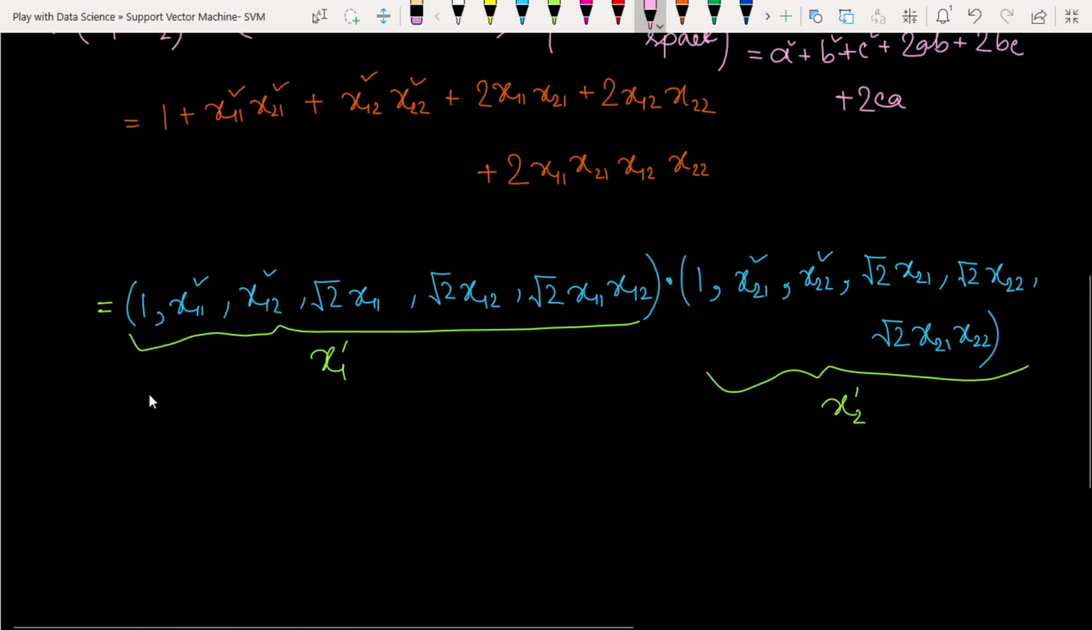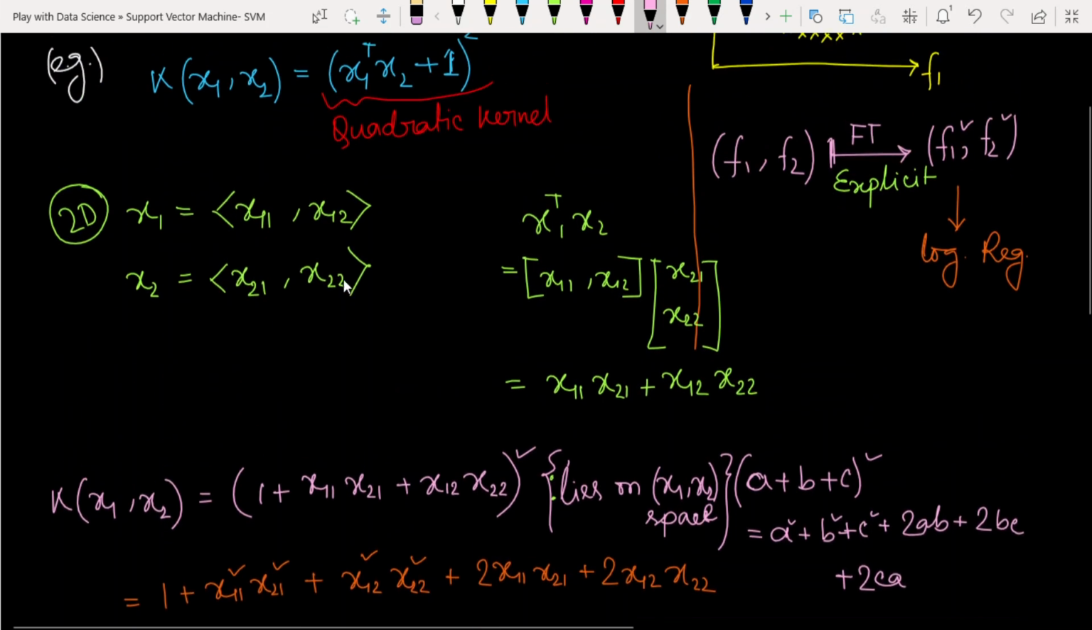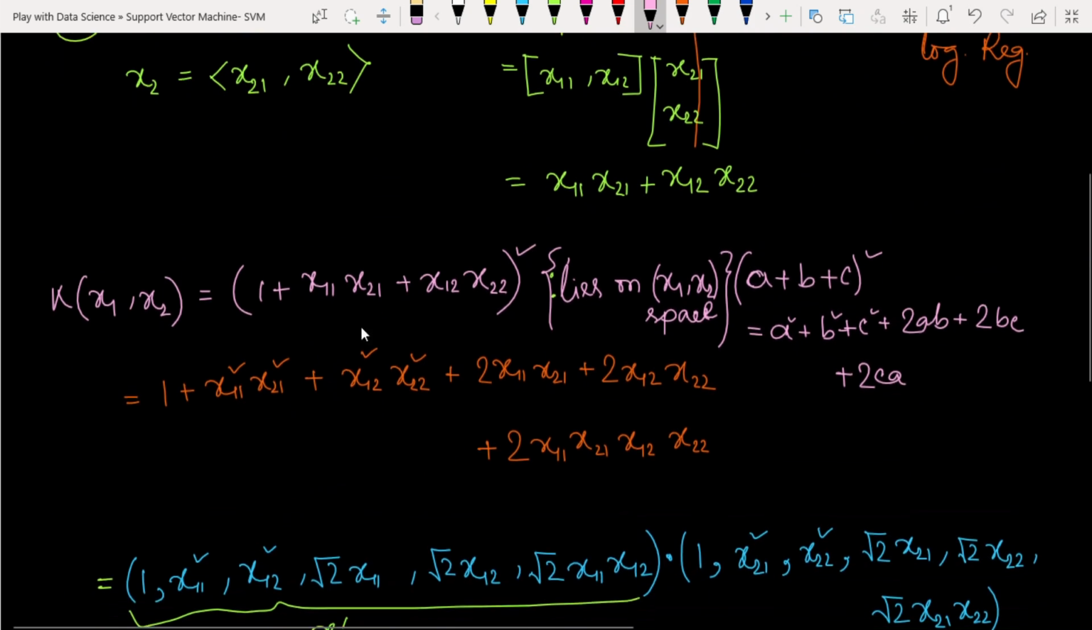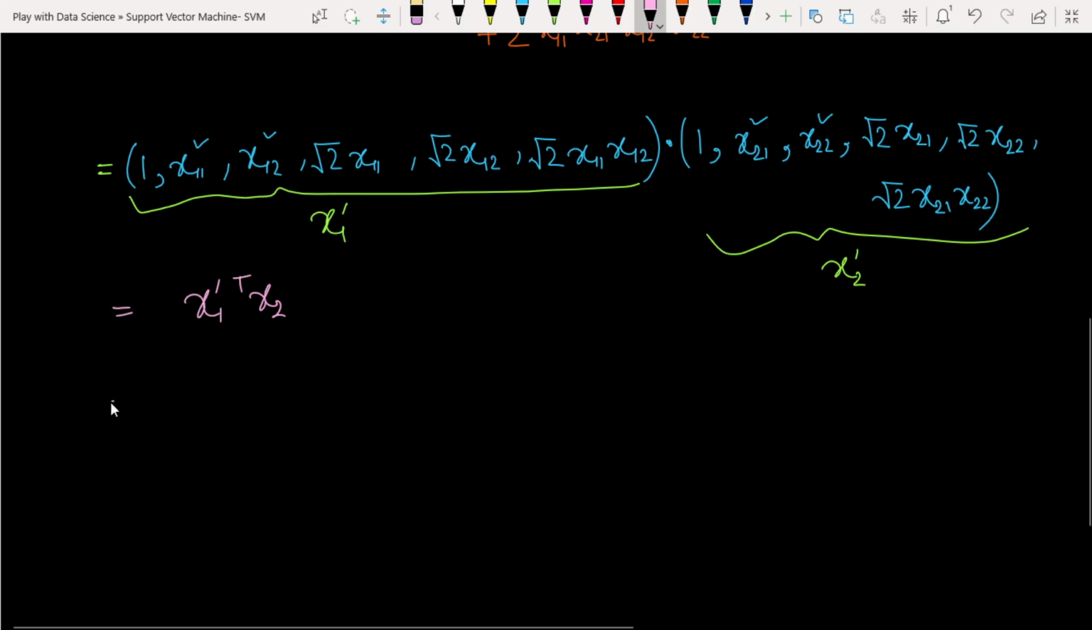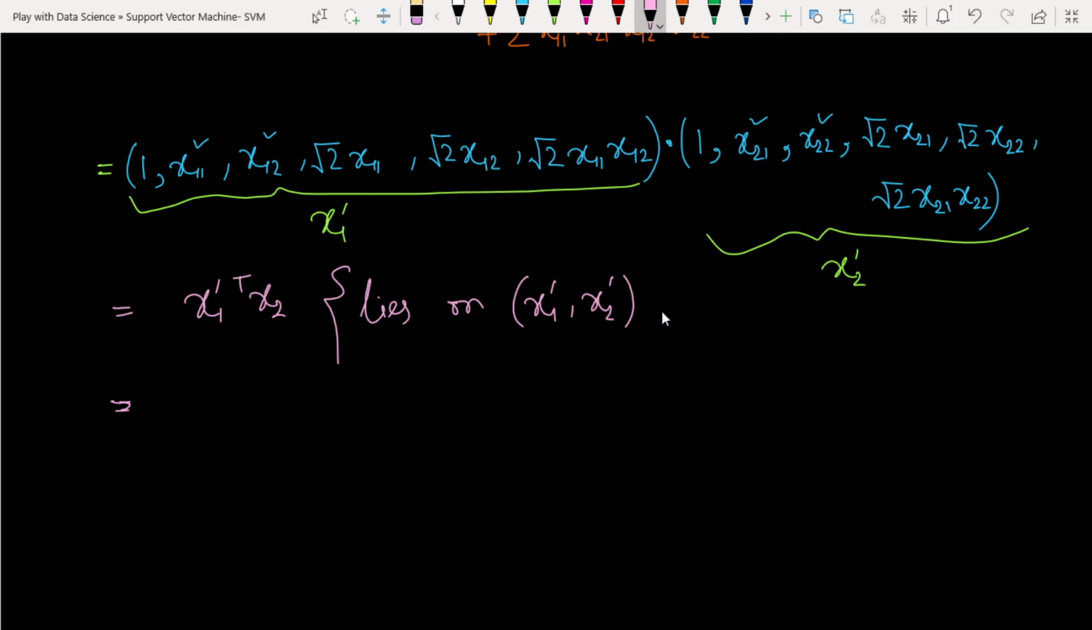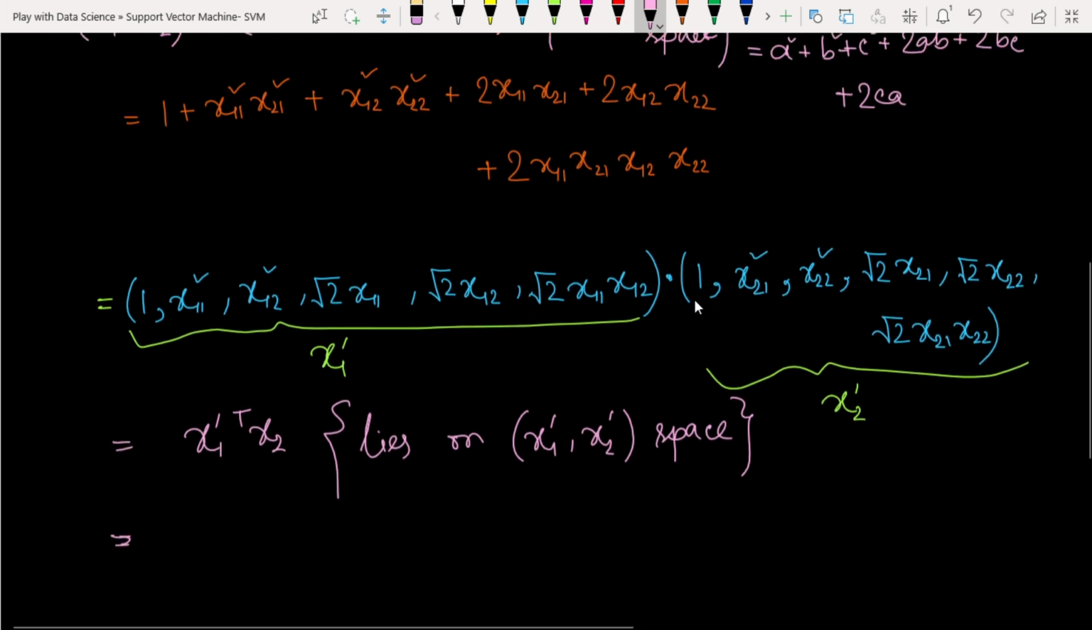And this vector, this thing is lying on which space? Suppose I again rewrite x dash transpose 2. Okay, here we have x1, if this vector is lying on the x1 x2 space, and this vector lies on x1 dash x2 dash space, but both are the same thing. We are just visualizing the thing in two different dimensions, but actually both are the same thing.